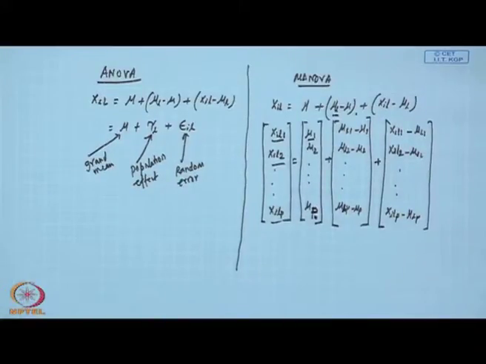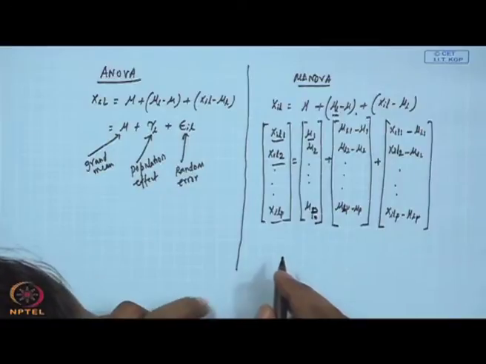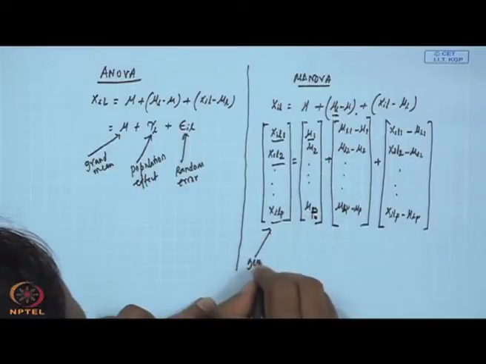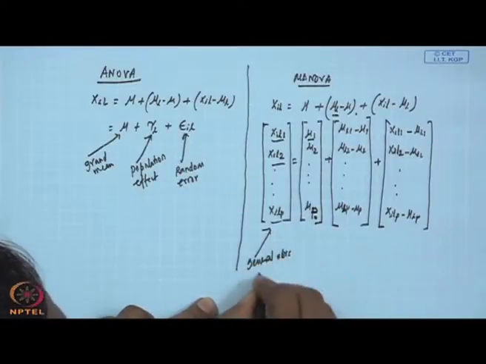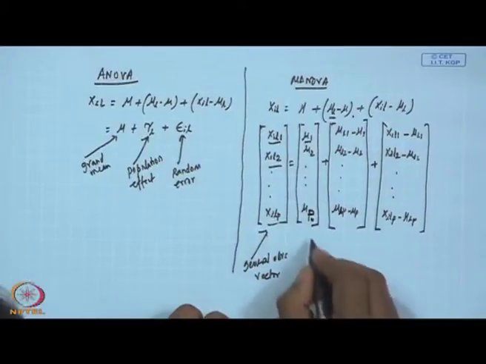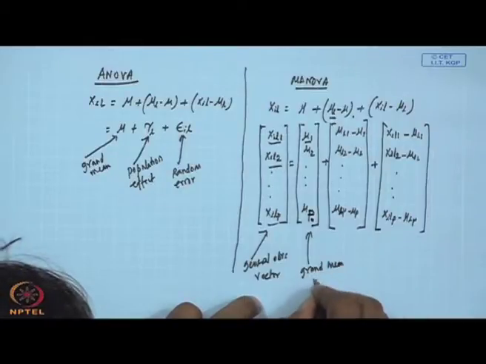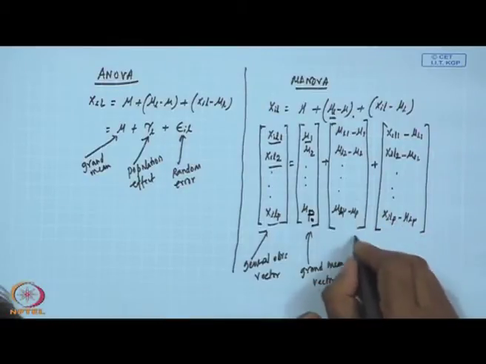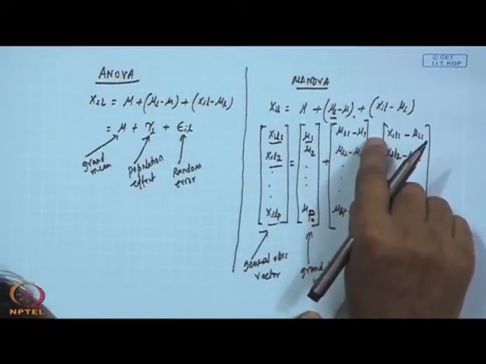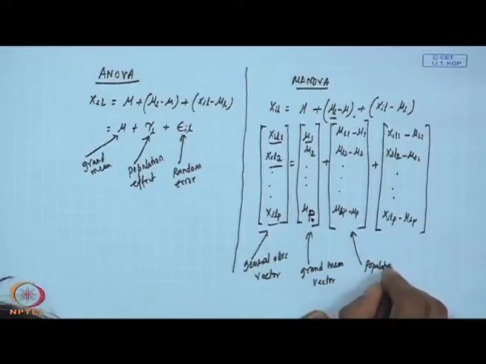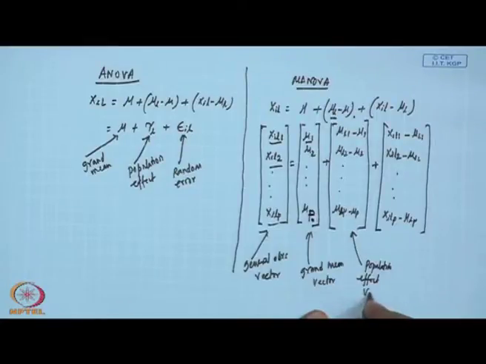This is what is partitioning the general observation into 3 components. One is the general observation vector on the left hand side, and on the right hand side this is your grand mean vector. Then the other one, mu L 1 minus mu 1 and so on, we are saying is the population effect vector, and the last one is the random error vector.